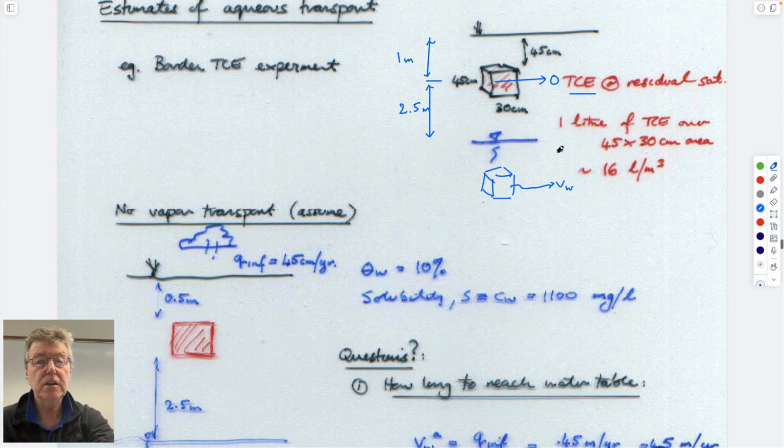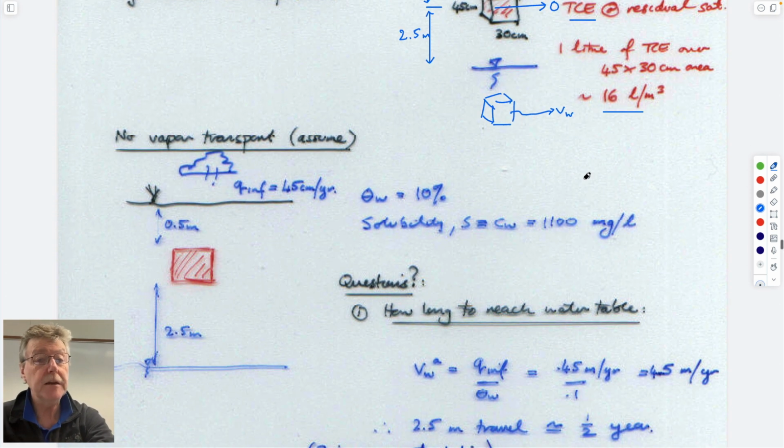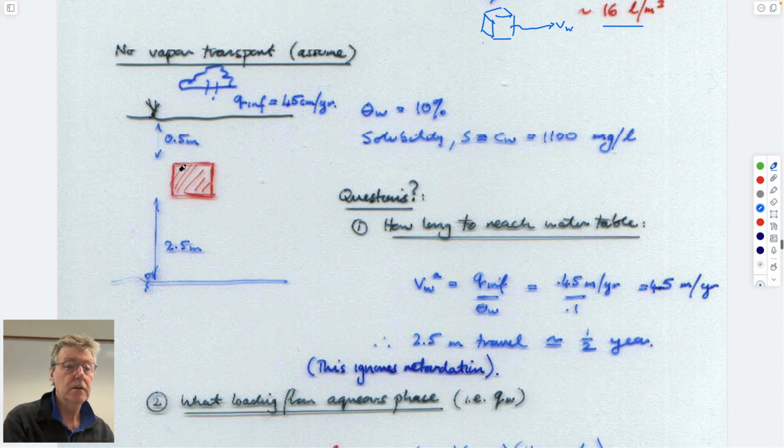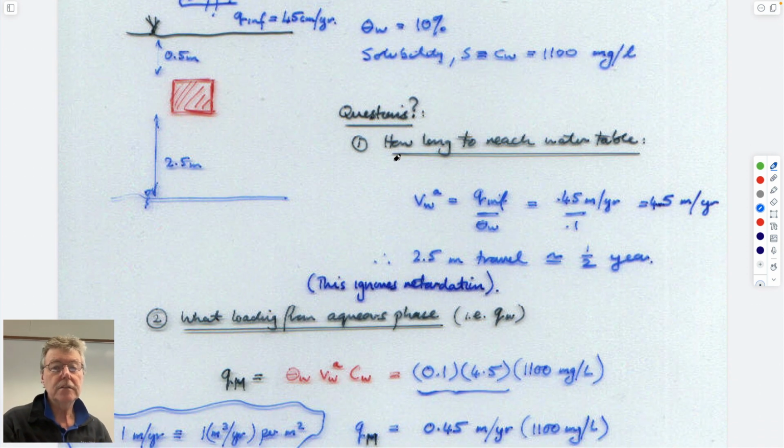So this is the geometry. This is what was done. A liter of TCE and a bunch of soil turns out to be basically at residual saturations, maybe saturation of 5 or 10% within this little volume. How long does it take to reach the water table?